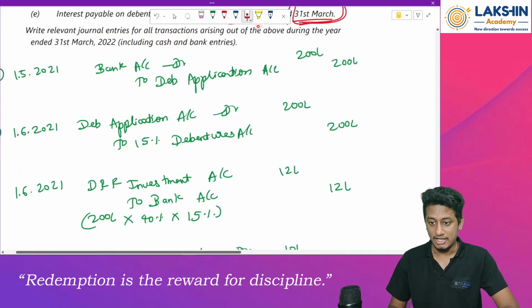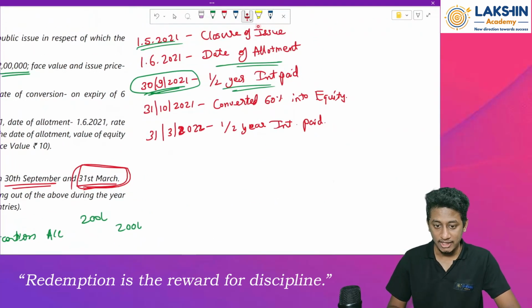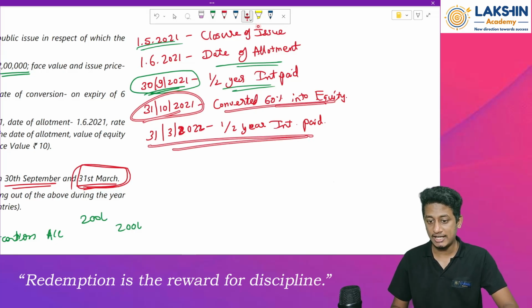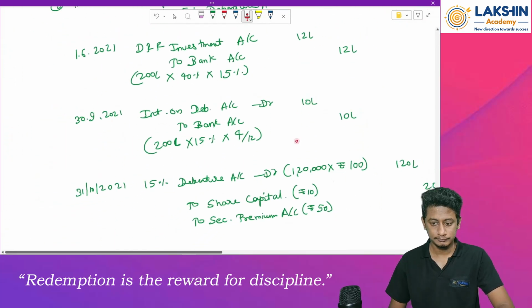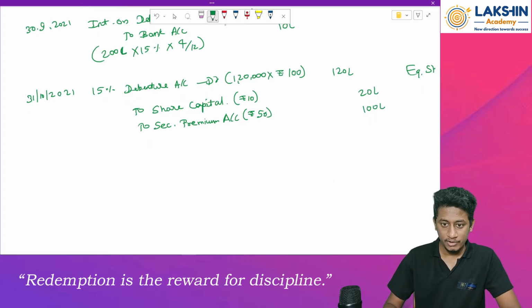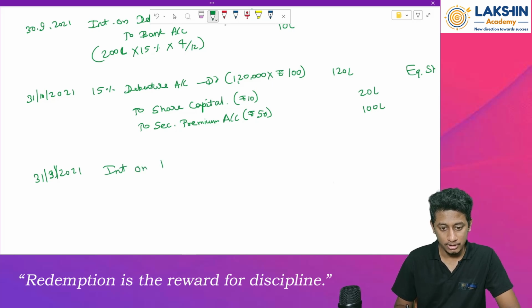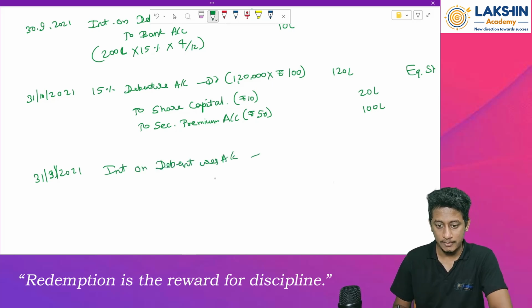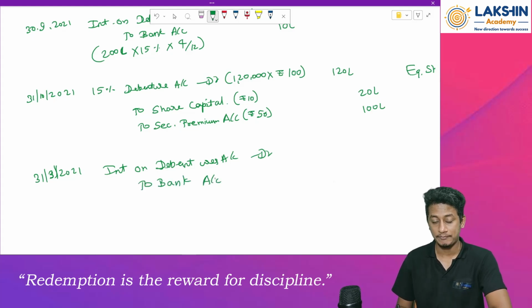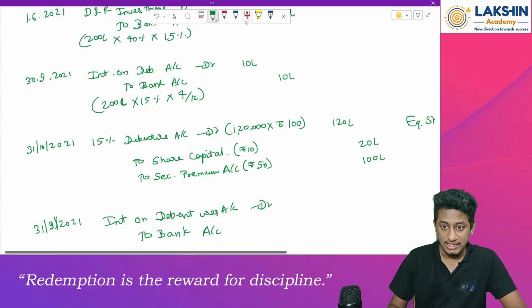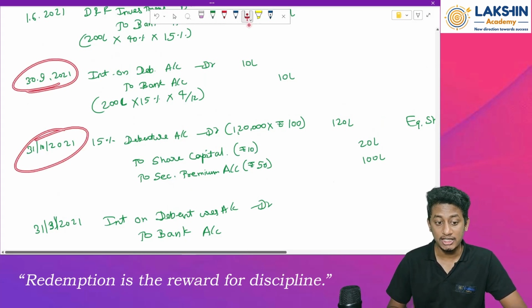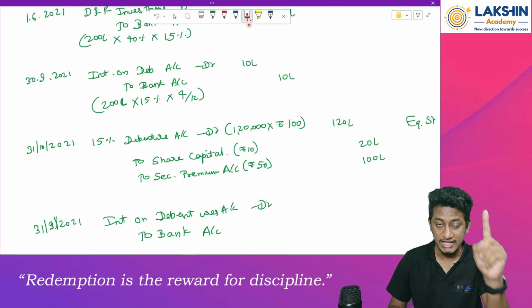Next, after the conversion is done on this date, we pay the interest directly. So on 31st of March 2021, again interest on debentures account debited to bank account. Now comes the question, how much interest is to be paid? Last interest was paid on 30th of 9, but the conversion was done on 31st of October. That means for 1 extra month we have to pay them the interest.